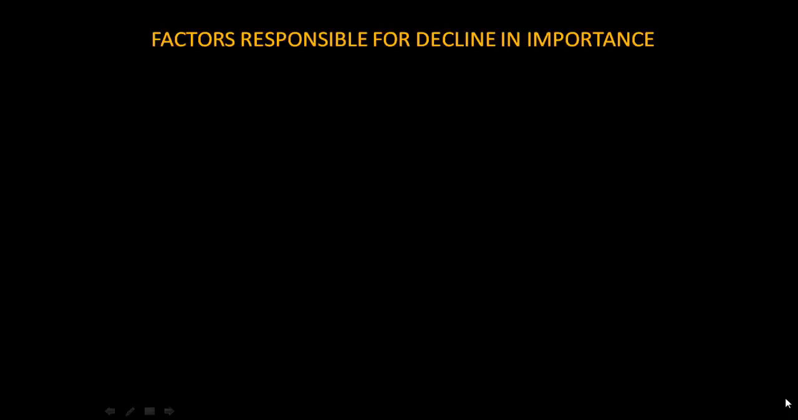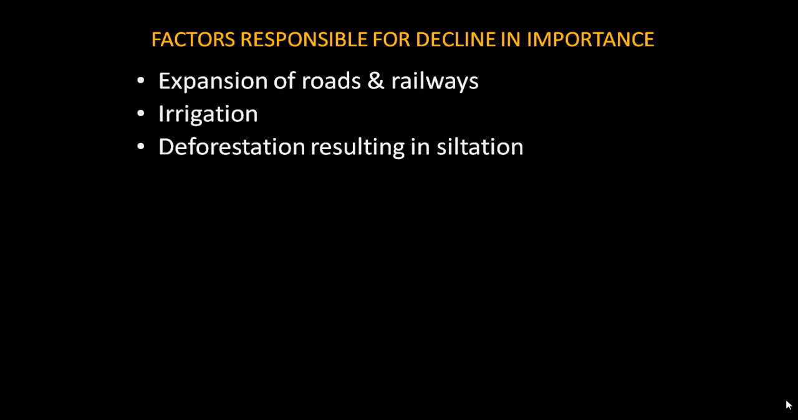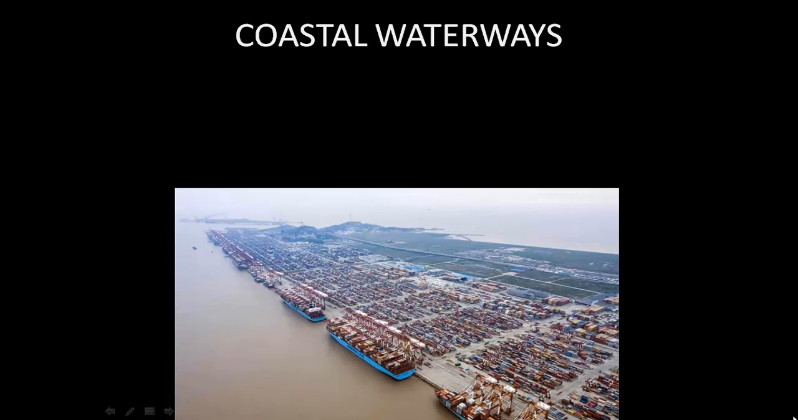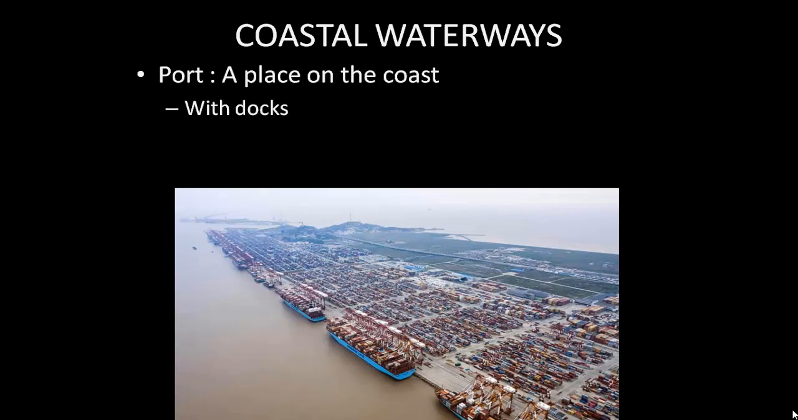Now we'll see what are the factors responsible for the decline in importance of waterways in India. Due to the expansion of roadways and railways, a lot of water from rivers being used for irrigation purposes, deforestation, cutting of trees resulting in siltation, seasonal rainfall is another problem, and the slow movement of water transport is one of the negative aspects. Now we'll know about coastal waterways. Coastal waterways are mainly operated from the ports, a place on the coast where ships are docked, and these are called dockyards.